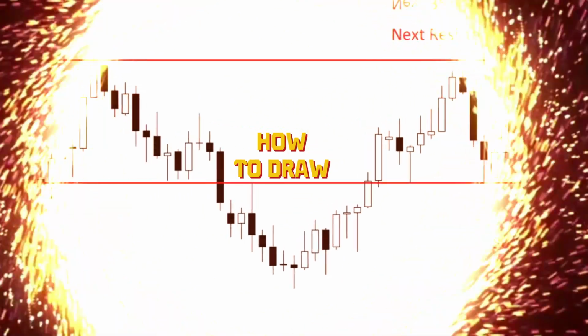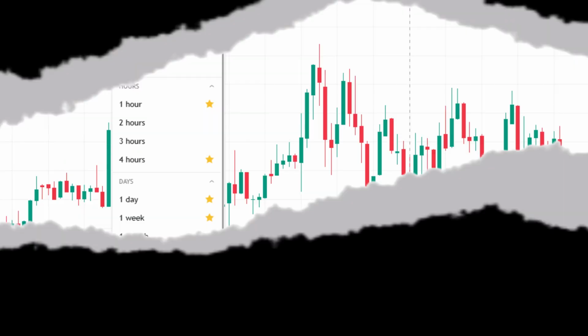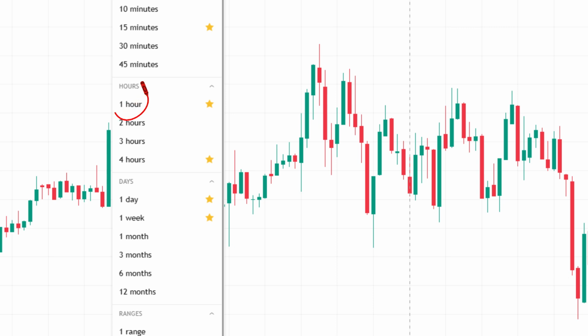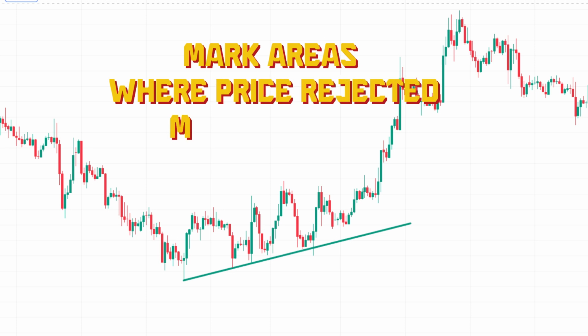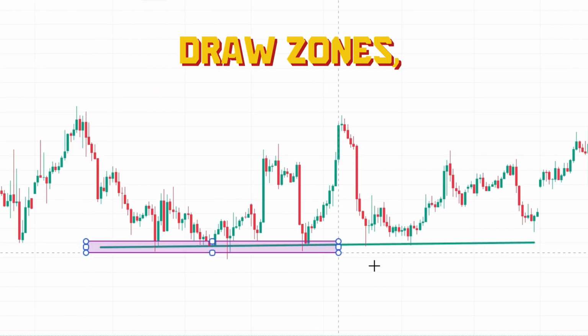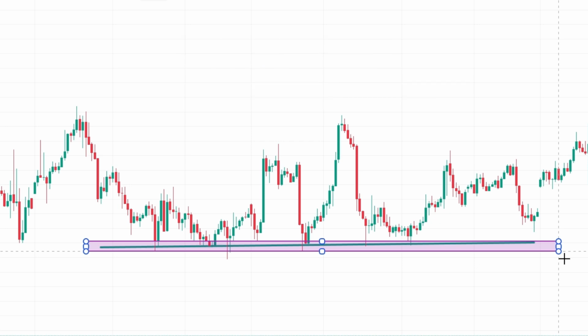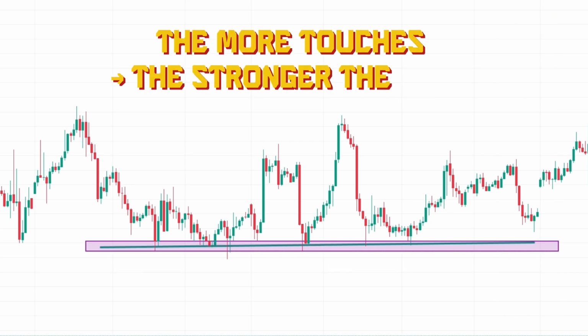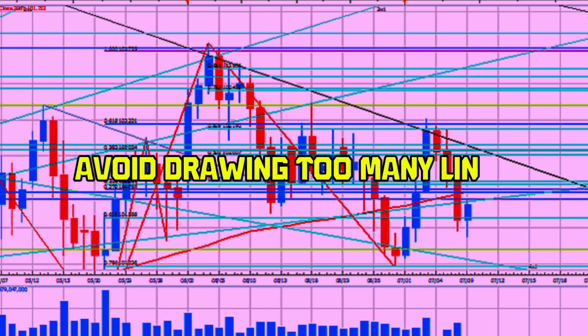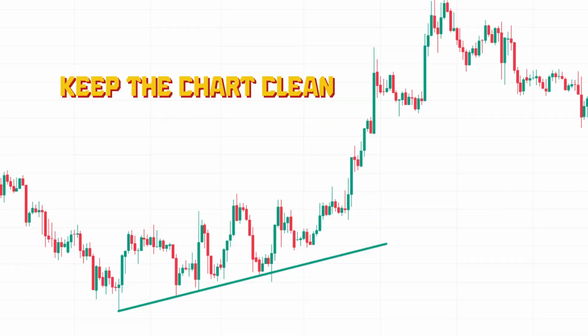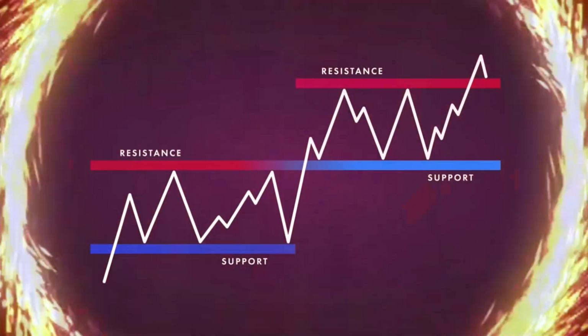How to draw support and resistance. Switch to higher timeframes: H1, H4, daily. Mark areas where price rejected multiple times. Draw zones, not exact lines. The more touches, the stronger the level. Avoid drawing too many lines. Keep the chart clean.